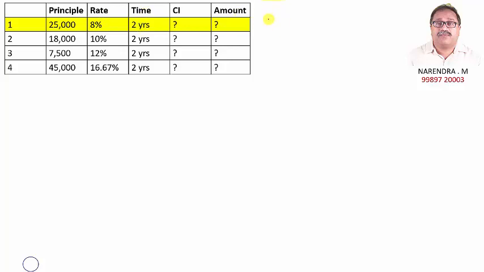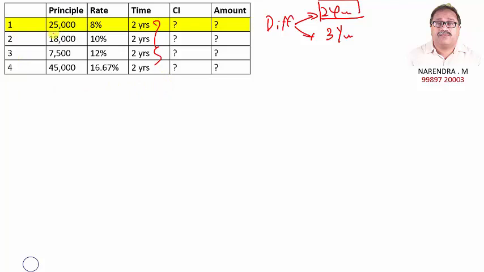When I say the difference over here, usually we find the difference for 2 years, or find the difference between compound interest and simple interest for 3 years. So first we will discuss the 2 years difference. You can see all the time is 2 years here. Let's work out the first question.